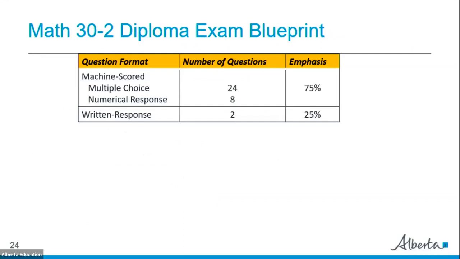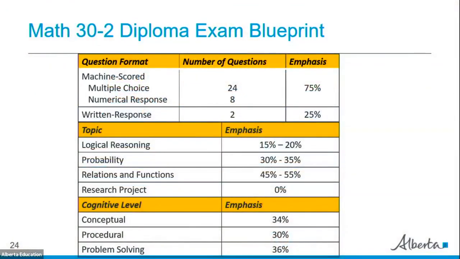Now taking a look at Math 30-2 Diploma Exam Blueprint. So again, we've gone through the question format, but this time 30-2 has 2 written response items. And here is our topics, the breakdown of the topics. So again, same thing, relations and functions is the largest topic. So therefore you see the greatest weighting or emphasis. And then cognitive level emphasis is exactly the same as Math 30-1.